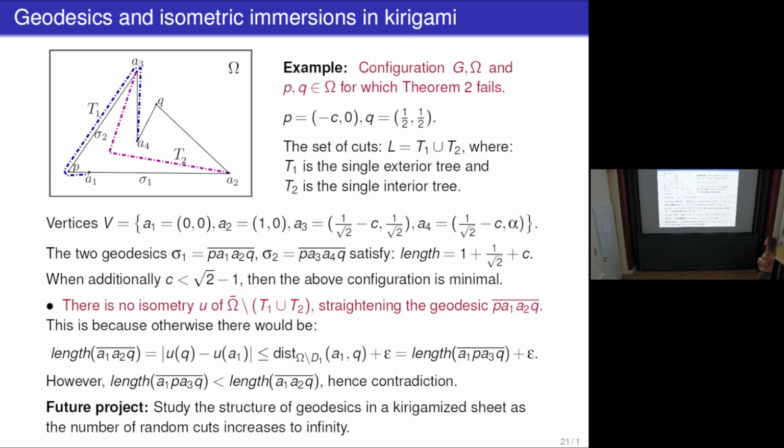There are lots of interesting questions. And out of this, in particular, one of the future projects that we are pursuing is to study the structure of geodesics in a Kirigami sheet as the number of random cuts increases to infinity. So what can you do in this case? That's related to passage percolation problems.